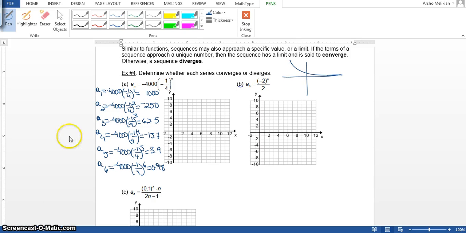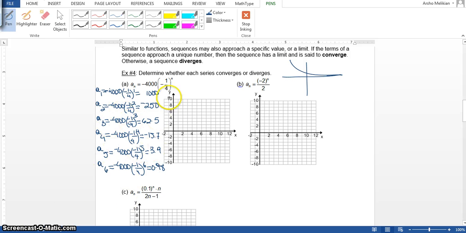Okay, so what we did here, just to recap for everybody that was at home, we're plugging in 1, 2, 3, 4, 5, 6 into this formula. So if we're looking for the first term, n equals 1, and we plug 1 into this formula, negative 4,000 times negative 1 over 4 to the power of 1 gives us 1,000. Then for the second term, n equals 2, we plug in 2, and then 3 and 4 and 5 and 6, and these are the values we get.